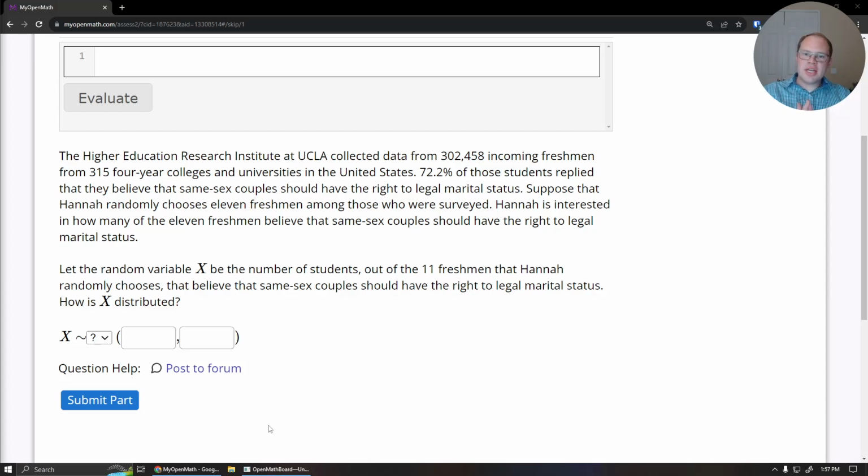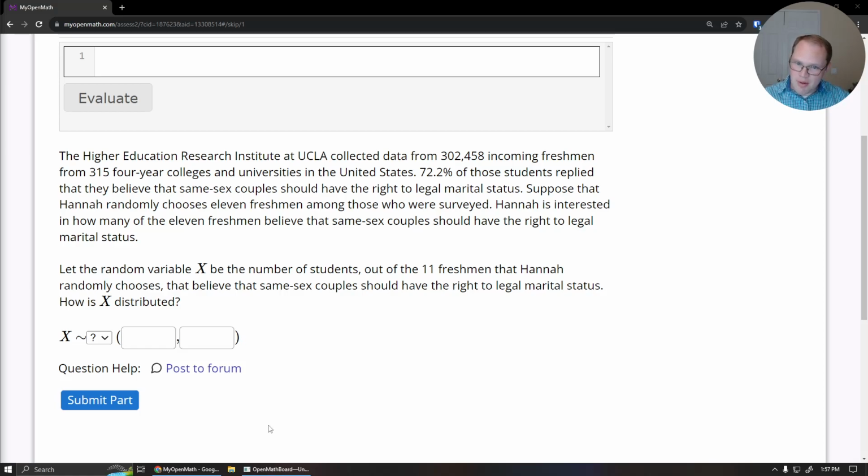The Higher Education Research Institute at UCLA collected data from 302,458 incoming freshmen from 315 four-year colleges and universities in the United States. 72.2% of those students replied that they believe that same-sex couples should have the right to legal marital status. Suppose that Hannah randomly chooses 11 freshmen from among those who were surveyed.